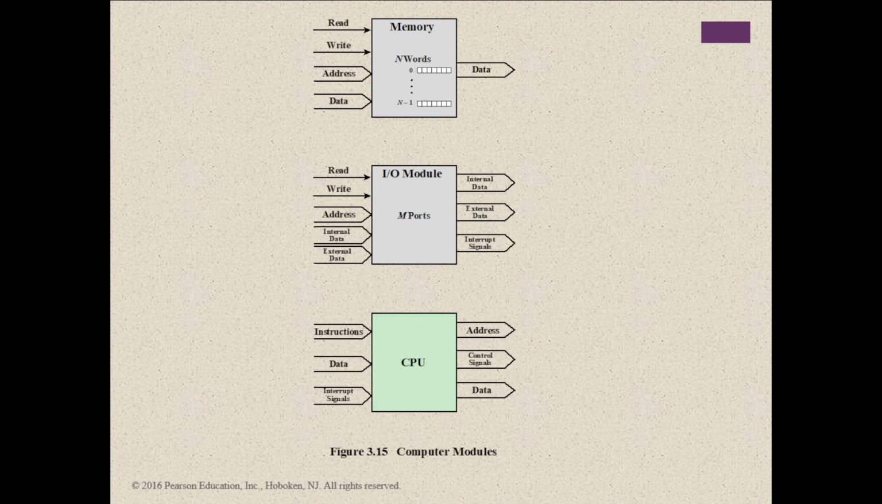This input and output devices connect to the I/O module by means of ports: our keyboards, our monitors, our mouse. That's already an example of I/O devices that are connected to the I/O module by means of ports. And last but not least, we have the processor. The processor reads in instructions and data, writes out data after processing, and uses control signals to control the overall operation of the system. It also receives interrupt signals.